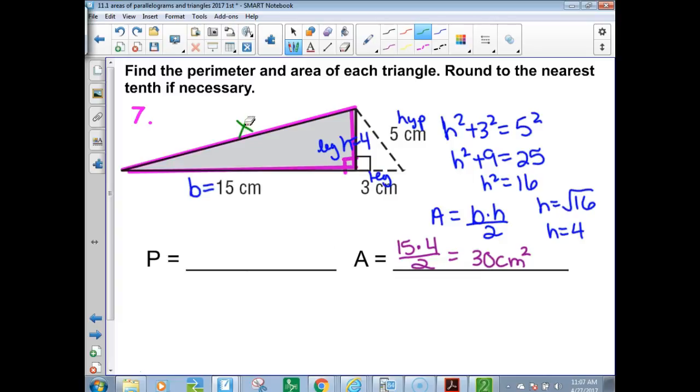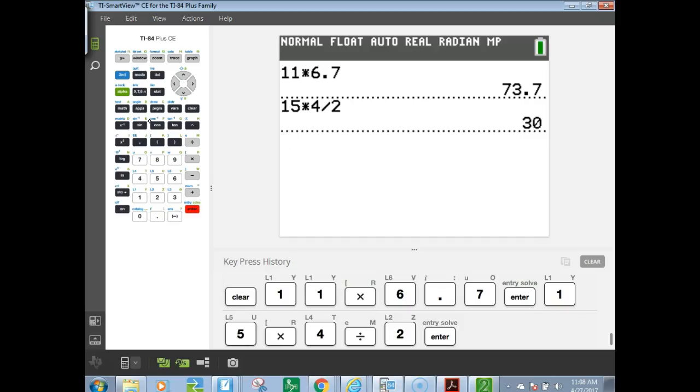X is fine. That's the hypotenuse, so x squared equals 15 squared plus 4 squared. X squared is going to equal 225 plus 16. Adding that gives us 241. So we'll need to take the square root of 241. So you guys, I know, just do most of this work on your calculator.